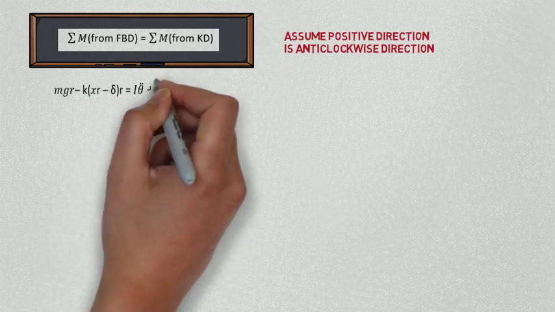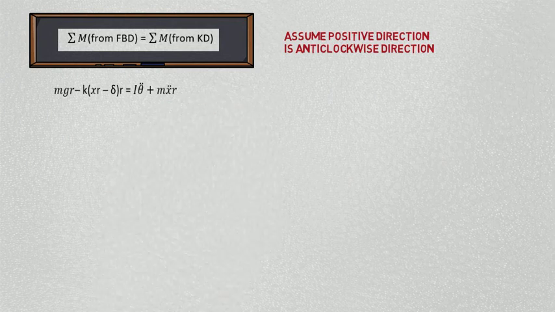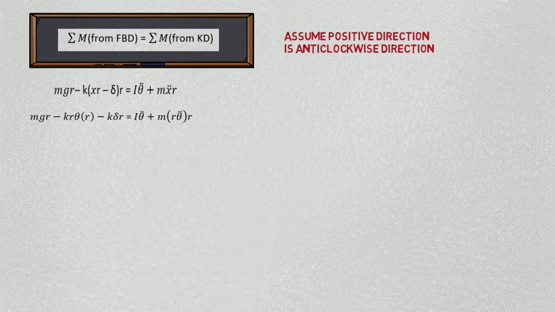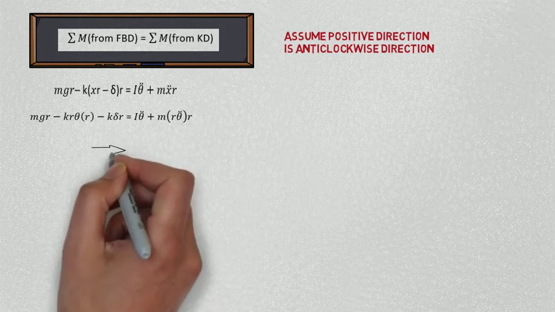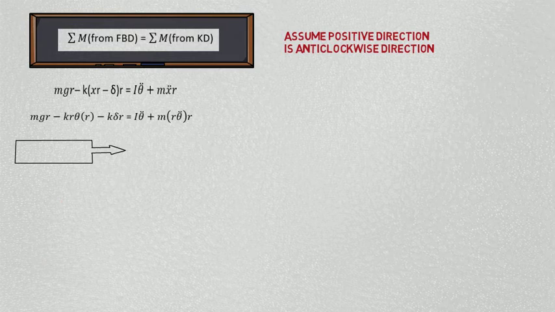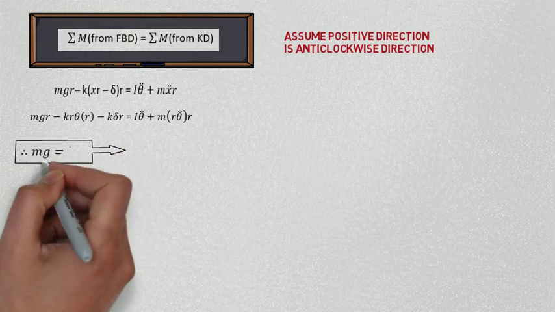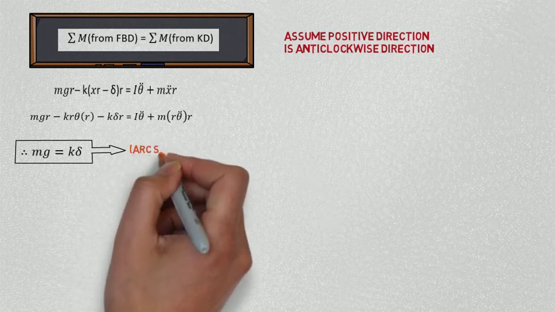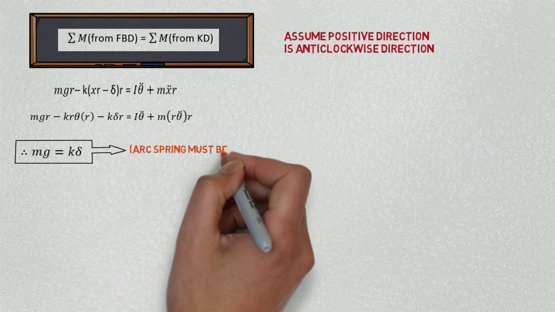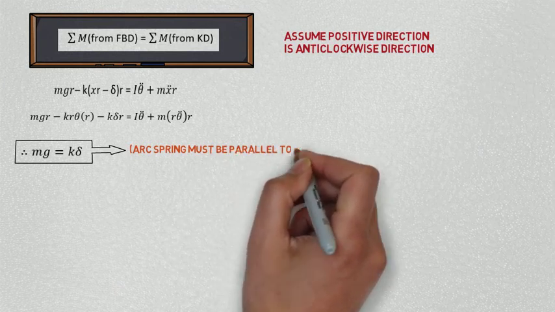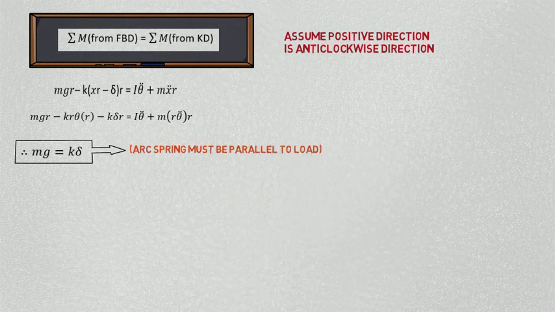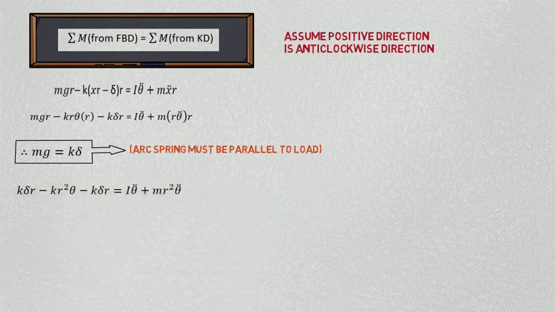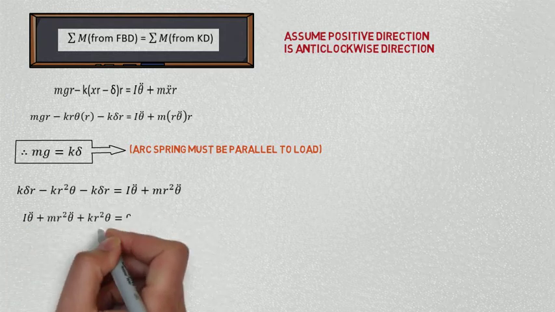Equate all forces from the FBD. You can know that the value of mg is equal to k delta. Now you can replace mg with k delta, and k delta can be cancelled out.